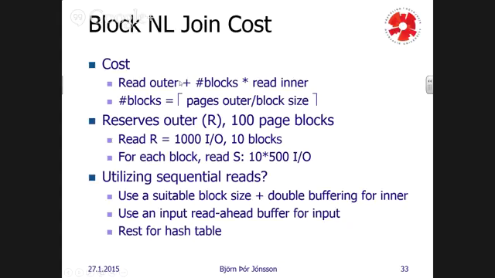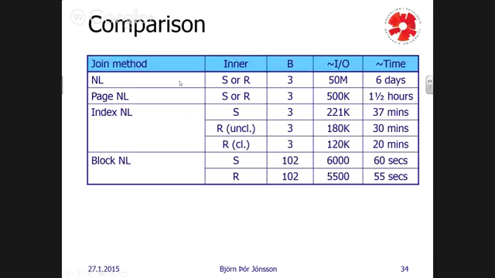So, if we do a comparison of this, for the particular parameters that we're using, then maybe we got 6 days, we went with page nested loops, we went to 1.5 hours. For index nested loop join, in the tens of minutes. For a block nested loop join with more buffers, on the order of a minute. This is making some assumption on IO cost and so on. 12 milliseconds, I think.